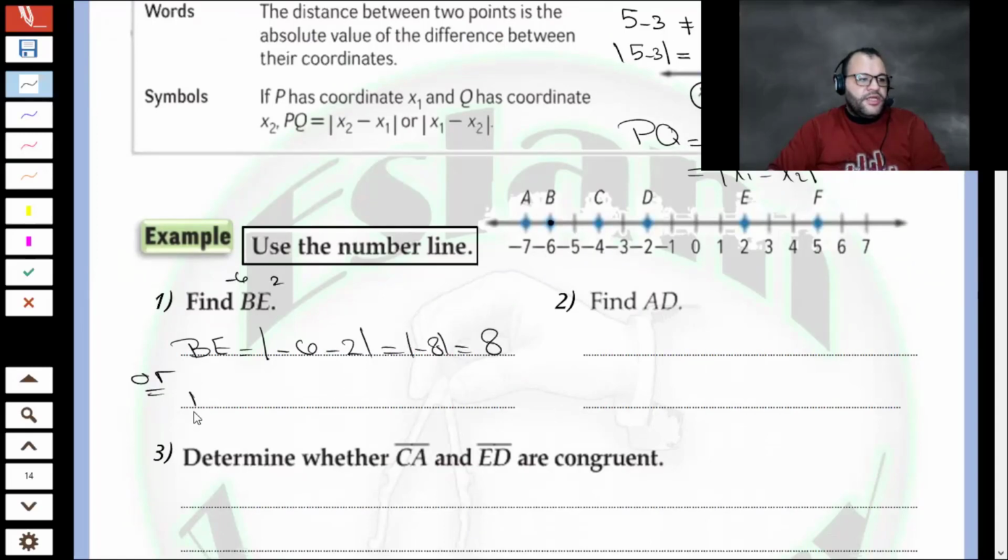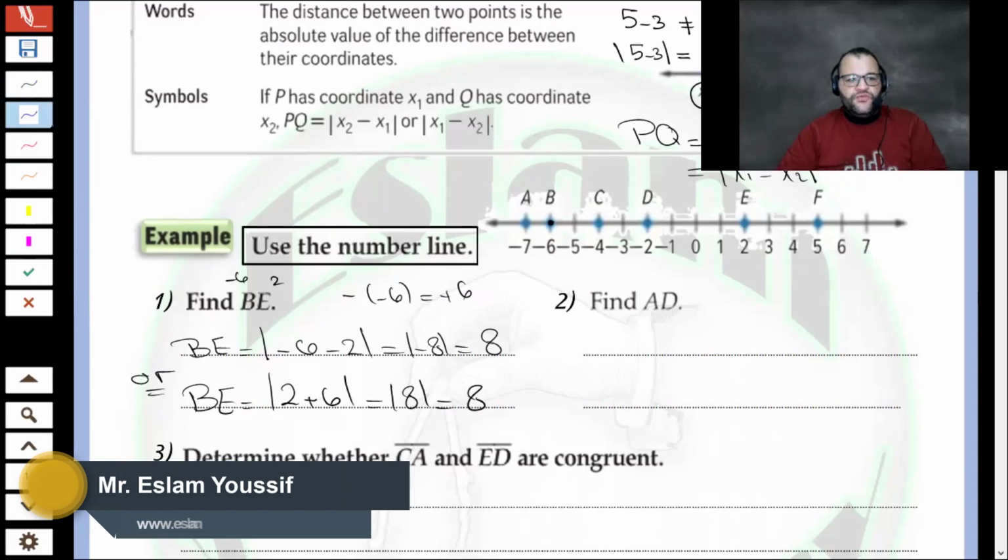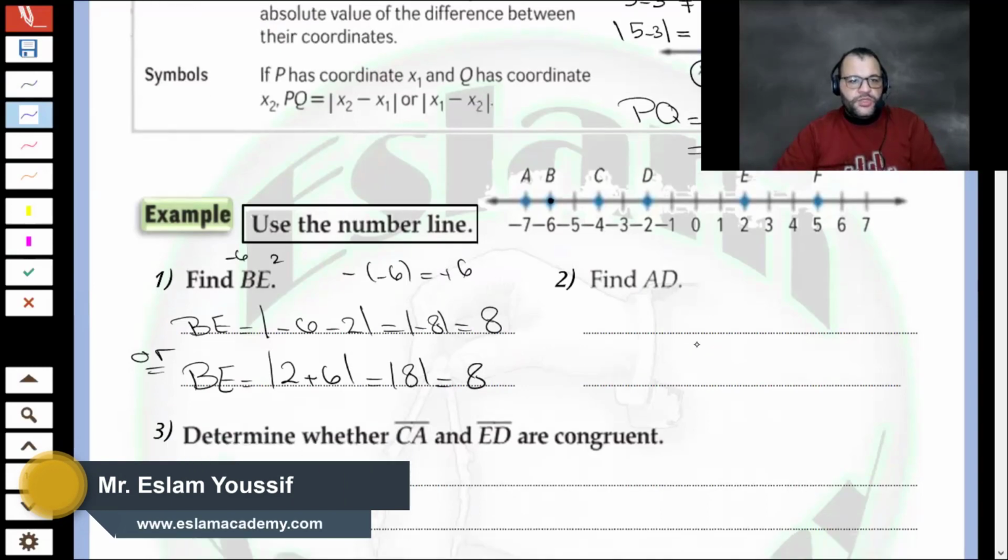Or you can write BE equals 2 minus negative 6, which will be plus 6. When you say minus negative 6, it means plus 6. Understand it? So 2 plus 6 equals the absolute value of 8, which equals 8. You find the same answer. So it doesn't matter if you start from B or from E, but the most important thing is to write it inside the absolute value. You get the idea for this one?